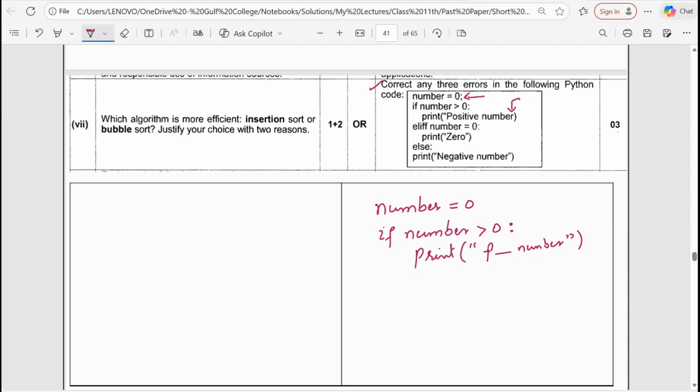Number 3 is elif. It is written as elif, but you should write elif with a single f. Double f is not used. Then number equal to 0 needs a double equals. If you are comparing, you should write number double equals 0 for comparison, and then print 0. Here you are writing print 0, but it should be print with 0 in double quotation. And for else, you write else colon, and print, with indentation, give a space, print negative number.